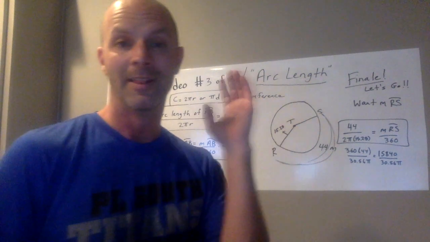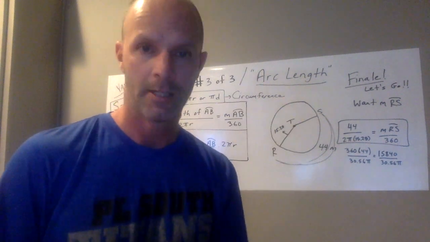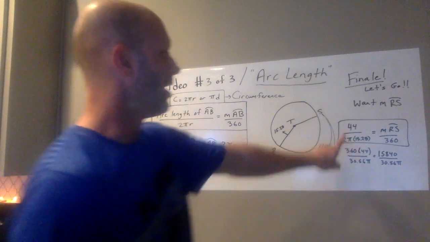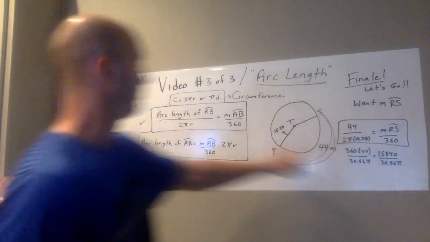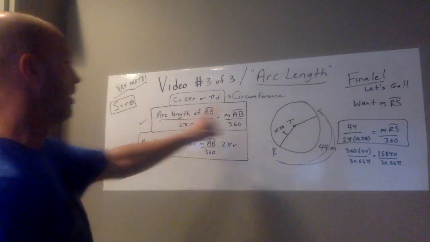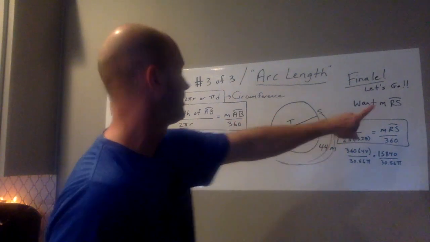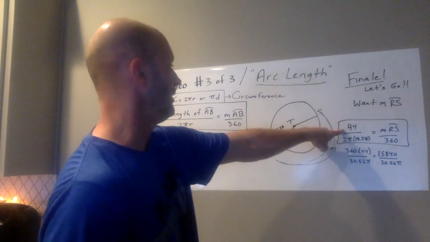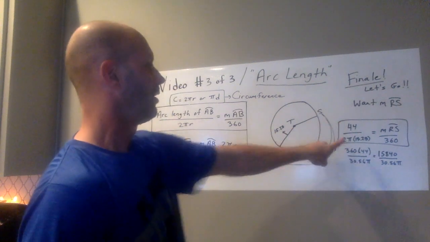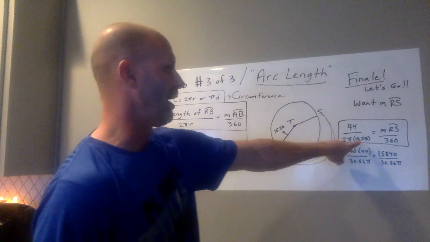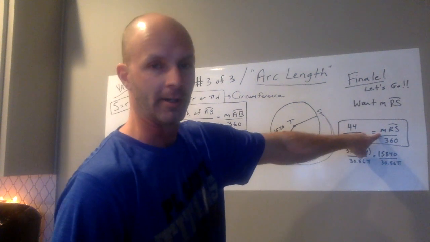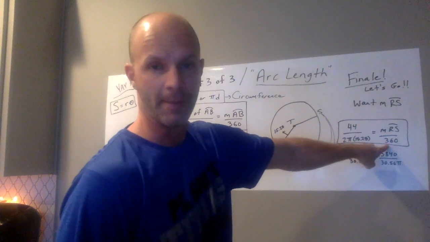Okay, here we are. Let's see how you did. Knock it out of the park. We're going to set up our proportion. Here's our proportion. Arc length over circumference equals measure of the arc over 360. So our arc length is 44. Circumference 2 times pi times 15.28. We don't know the measure of the arc in degrees. We're trying to find that. And we do divide by 360.